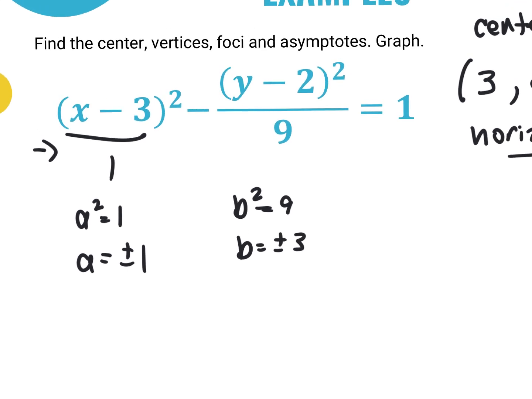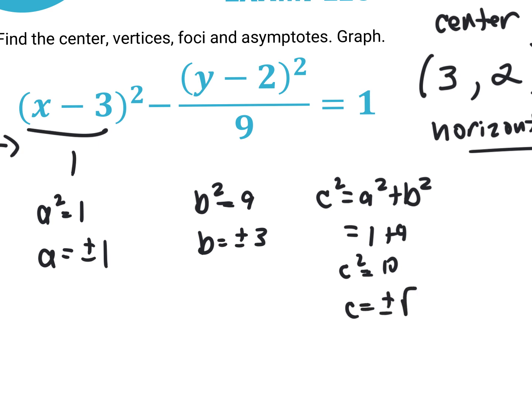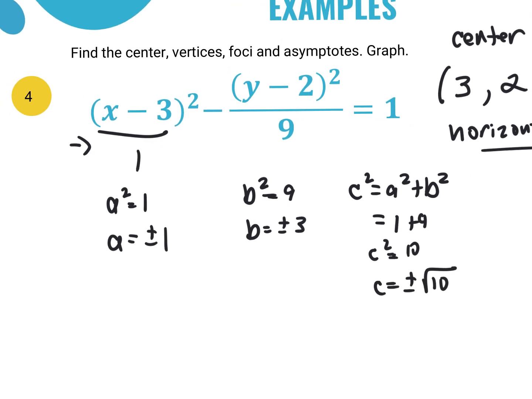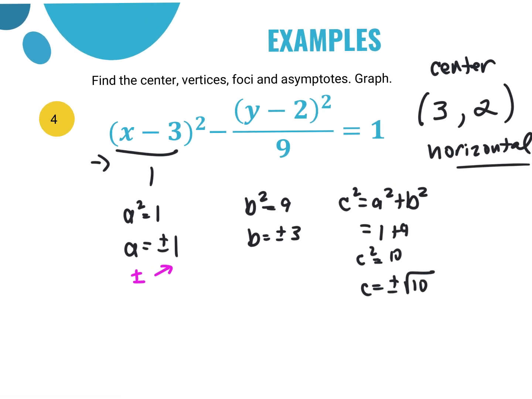And we can go ahead and find our c value, so c squared equals a squared plus b squared. So I have 1 plus 9, c squared is going to give me 10. So take the square root, and c is going to be plus minus square root of 10. So let's think about this for a second. From our center, you're going to add and subtract 1 to what value? It's going to be our x value because we're going to be moving left and right.